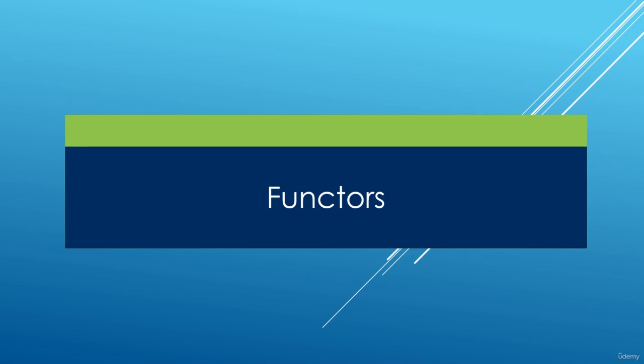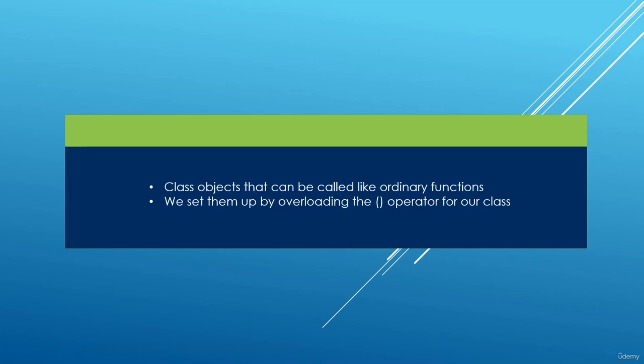In this lecture, we're going to learn about function objects or functors in C++. And a functor is basically a class object that you can call like a regular function. We set up functors or function objects by setting up a class in C++ and by overloading the function call operator, or the parenthesis operator, as some people like to call it.